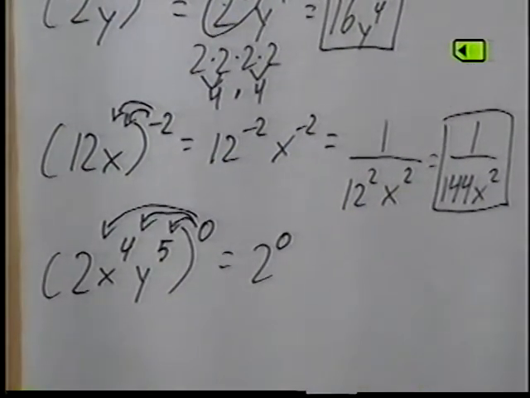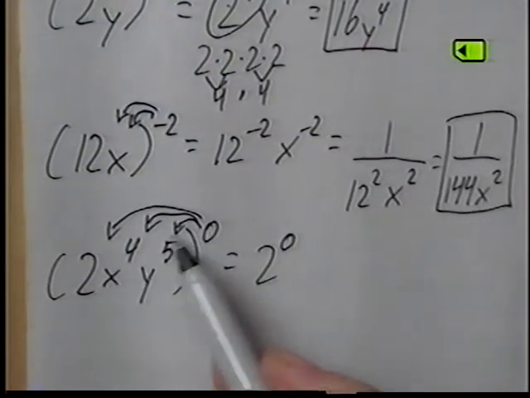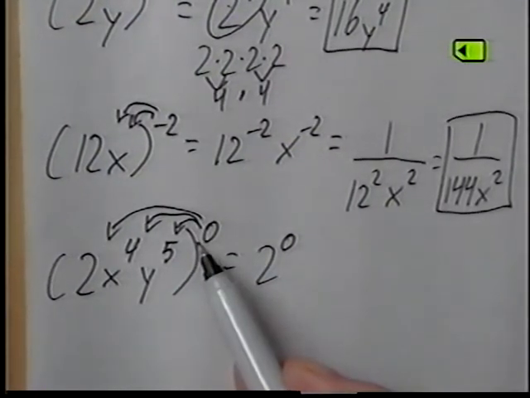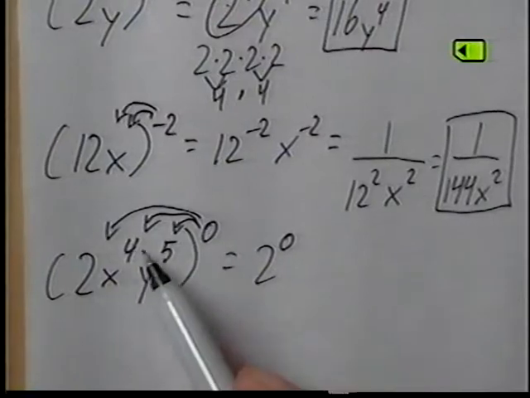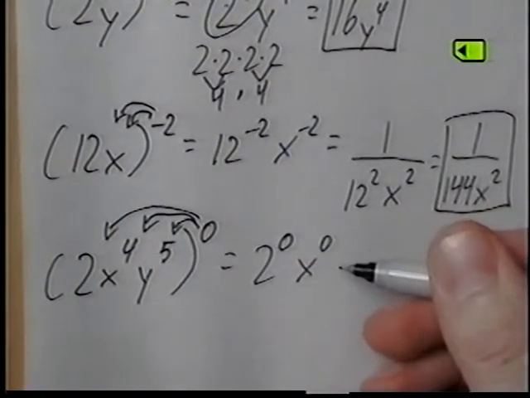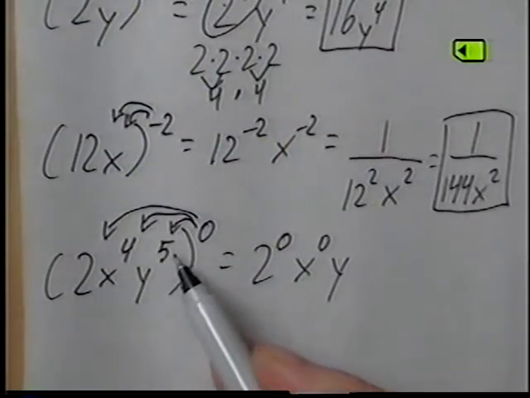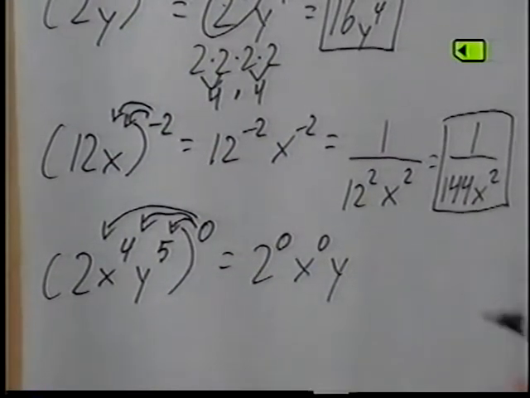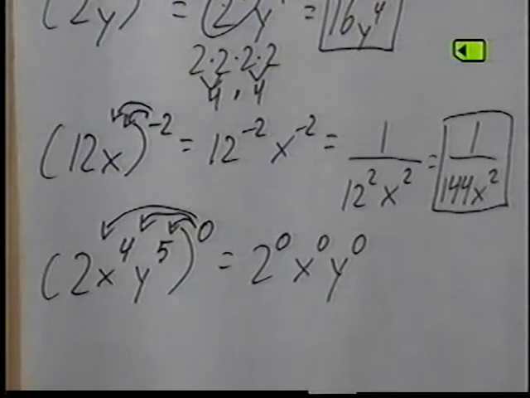2 goes to the 0 power. If you have 2 exponents separated by parentheses, like the previous examples, you'll multiply these. 4 times 0 would be 0. And the y exponent, separated by parentheses, also multiply to the 0 power.